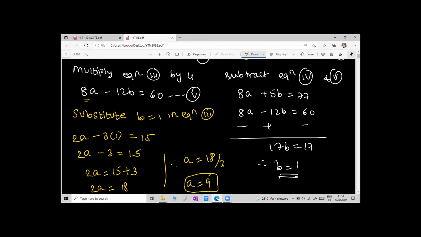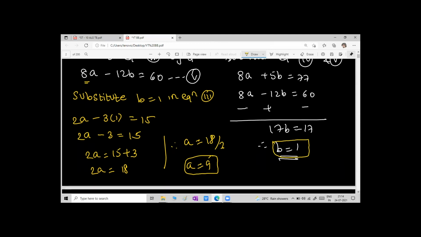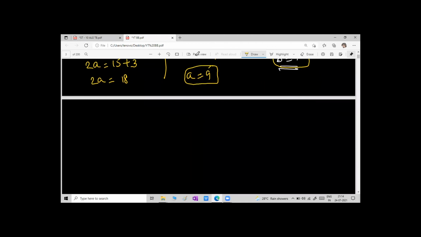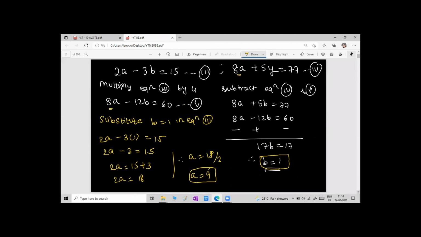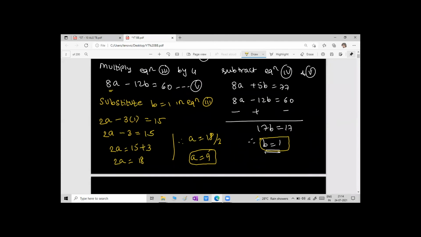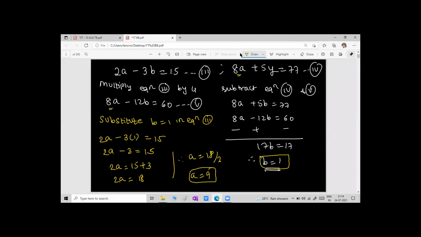But I was interested in the value of x and y, not a and b. So we are interested in the value of x and y. So what is the next part of our question? Look, this is all we have done so far. We have not gone too far. The question is easy. Just have a look.